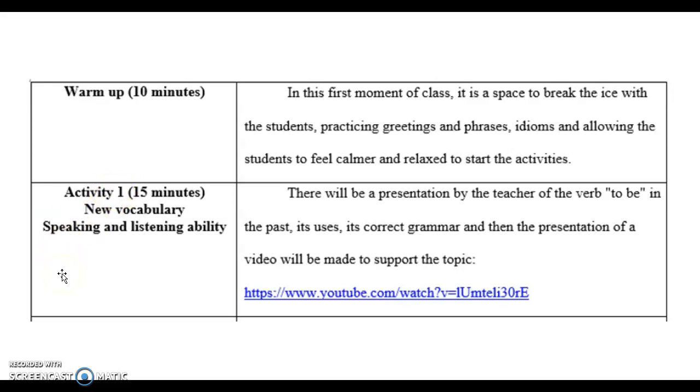Activity 1, 15 minutes: new vocabulary, speaking and listening ability. There will be a presentation by the teacher of the verb to be in the past, its use, and its correct grammar, and then a video will be presented to support the topic.